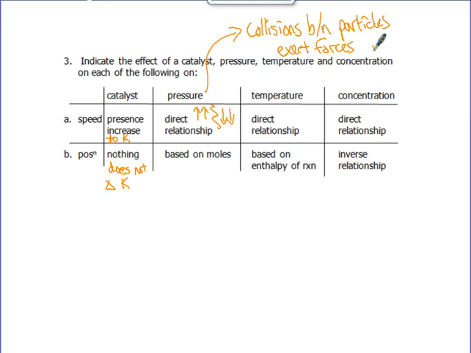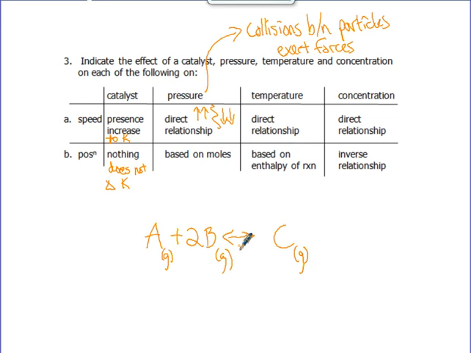And then the equilibrium position, it really depends on the moles on each side of the reaction. So if we have a reaction, and let's just say these are all gases, because gases are impacted by pressure and volume changes. Solids not really impacted by pressure changes. If you change the pressure, you really kind of let the moles be your guide.